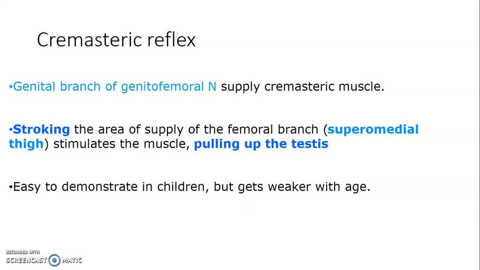So remember, the sensory aspect is by the femoral branch of genitofemoral, while the motor aspect is by the genital branch of genitofemoral, causing contraction of the cremasteric muscle.